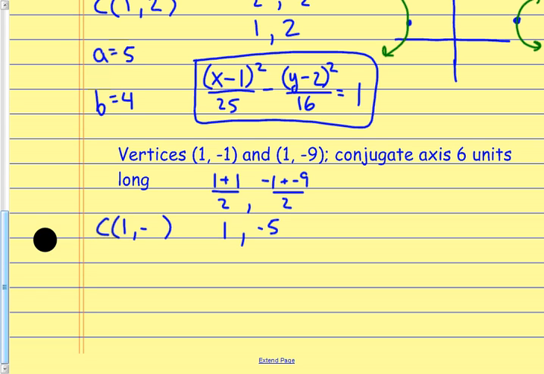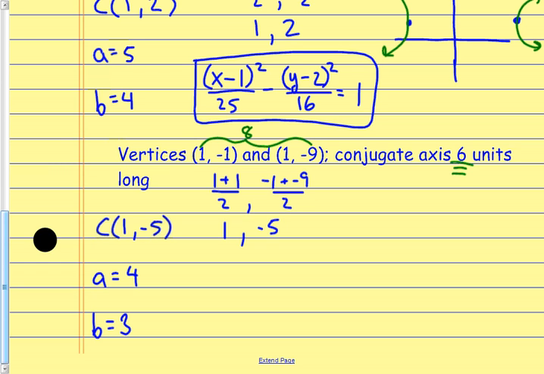Again, I'm going to find the a value and the b value. This time I look at the vertices. Again, these are the endpoints of my transverse axis. I ignore the 1. I look at the distance from -1 to -9. That's 8 units, which means my a value is a 4. And then the conjugate axis, it tells me right here that that's 6 units long, which means my b value has to be a 3.